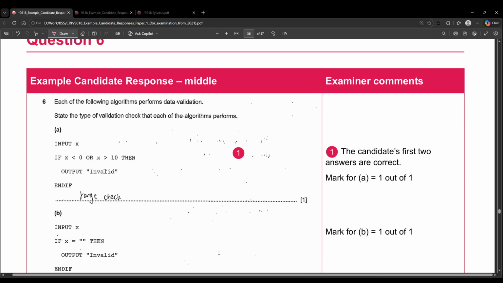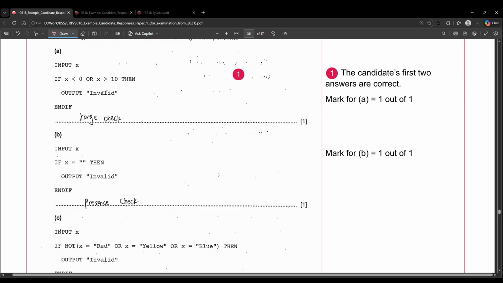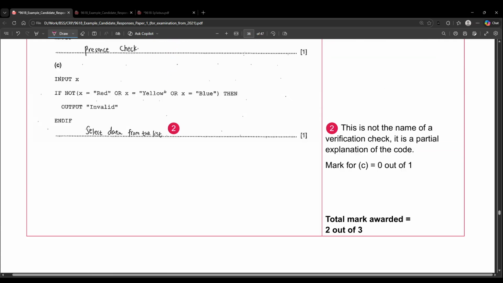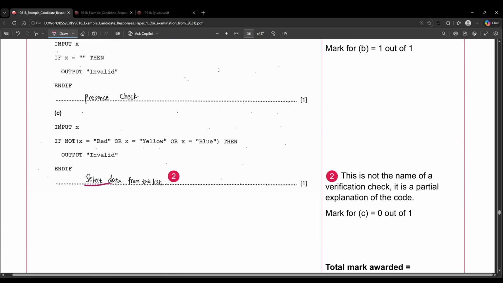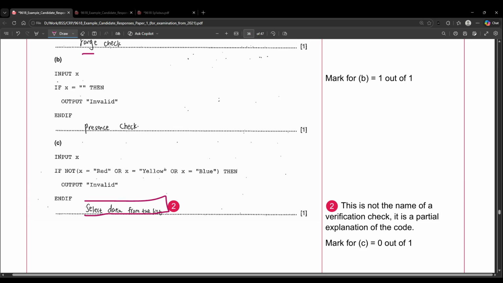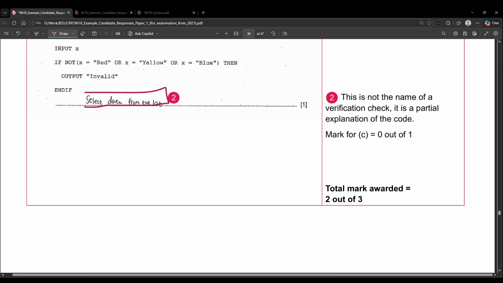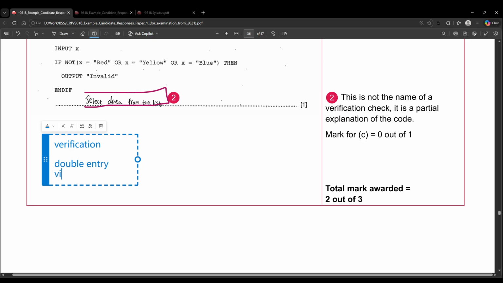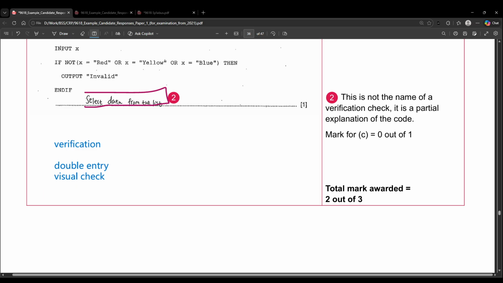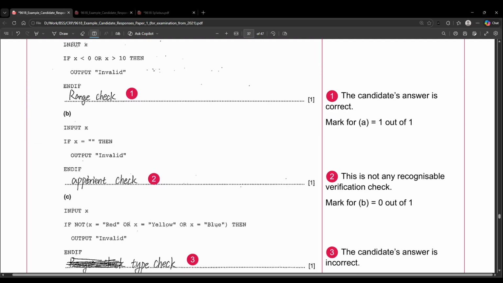Then you have the validation check. So this was somebody who got average mark. So range check, presence check. Okay, here they have written select data from the list. Okay, so this is not a verification check and it's also not a validation check. So this is wrong. So just a quick recap: in verification, we have double entry and we have visual check. And these are basically the types of verification, and then check digit can also count as one, but this is the one we use mostly.